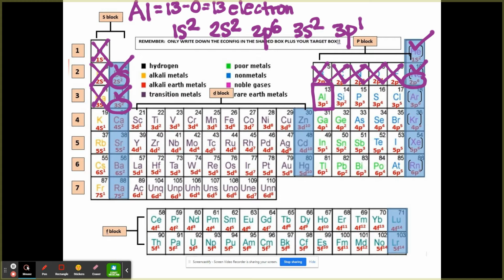Again, guys, how do I check? You can actually check if this is correct by adding up all the exponents. So this is a 2 plus a 2, 4, plus a 6 is a 10, plus a 2 is a 12, plus 1 is a 13. And that should equal your total number of electrons, which is 13 right there. Okay. All right. There you go.